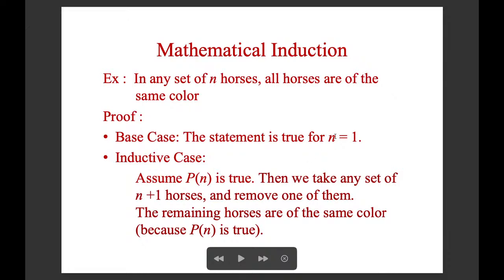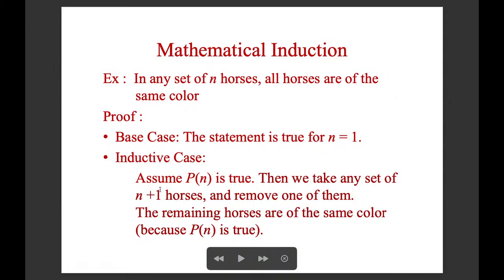Now, the statement is obviously true when n is equal to 1, because with one horse, it must be of the same color. Now, assume that Pn is true, so that in any set of n horses, all of them are of the same color. And we want to show that Pn plus 1 will be true based on Pn being true. Now, we have n plus 1 horses to begin with, and we want to show that they are of the same color. So how can we do so?